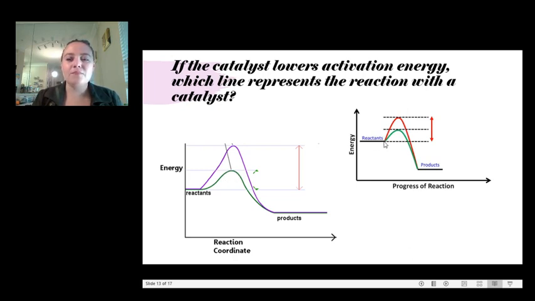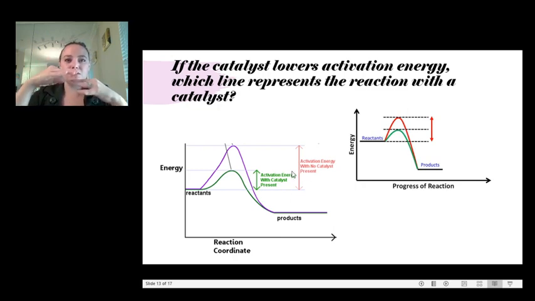Same thing over here. At the peak, that's where activation energy is. The catalyst lowers activation energy. So from reactant to peak, we don't need as much energy. This line right here is the catalyst line. So here's our activation with no catalyst. Activation with the catalyst. It's much smaller because you don't need as much energy. Same story over here. Activation without the catalyst, activation energy with the catalyst.